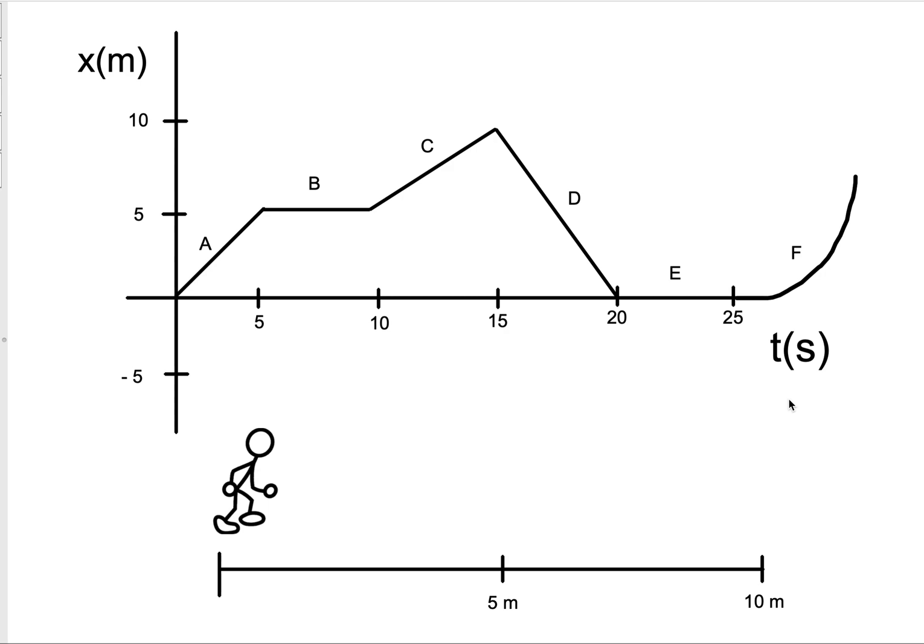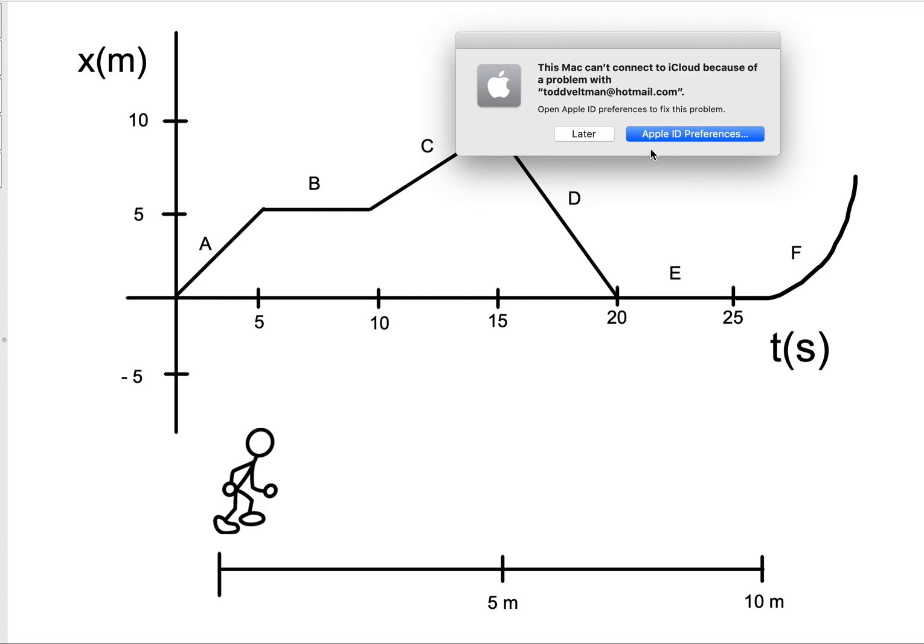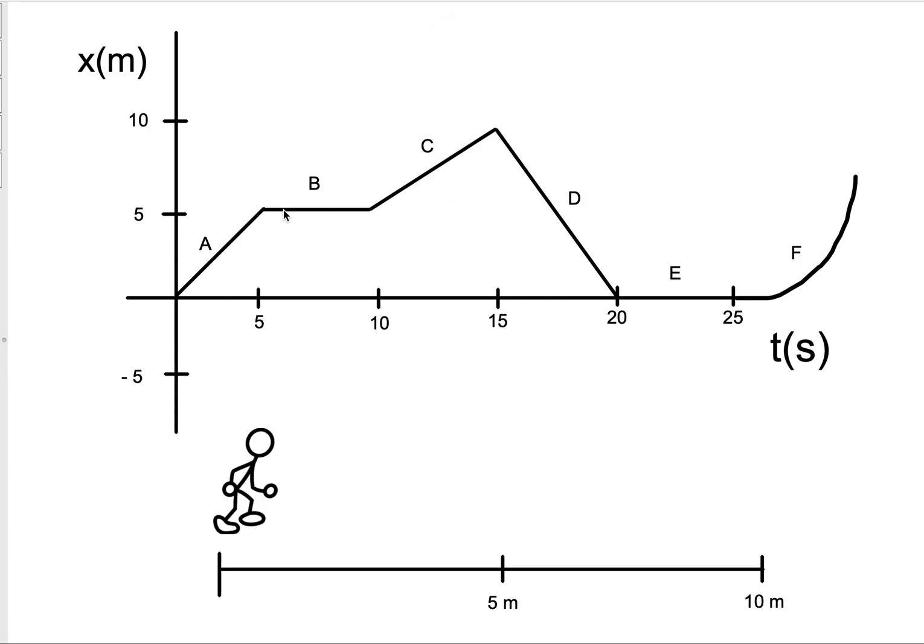And I just gave you a big hint. Where are the two places where this person wasn't moving? You can shout them out. B and E. So in B, the person's not moving. They're stuck at 5 meters. And at E, the person's not moving. They're actually back at the starting line.